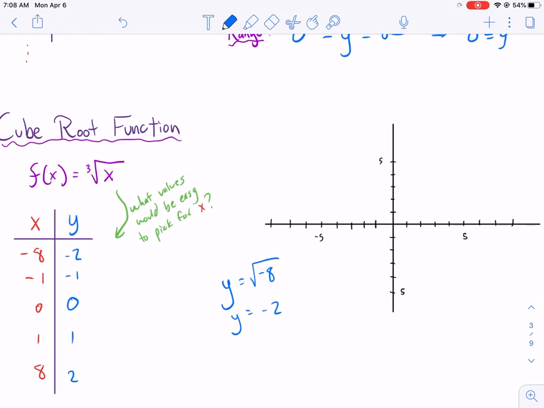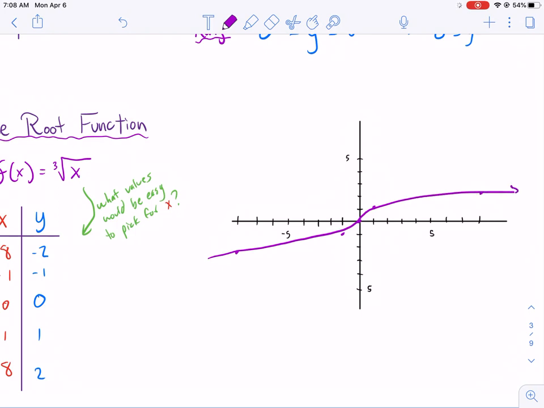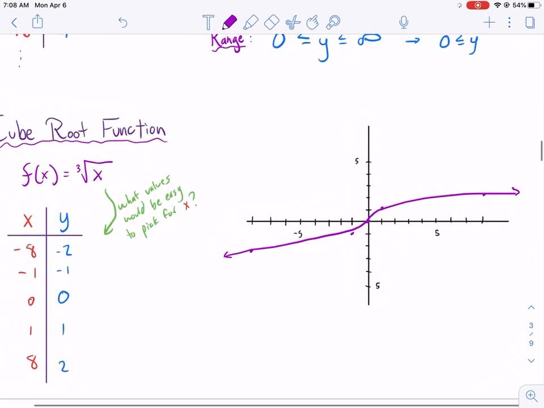So notice how it's matching on both sides. As we go down to negative 8, let me erase this. Negative 8, we're going to get negative 2. Then we go to negative 1, and we get negative 1. We have 0, then we have 1, 1, and then we have 8, comma 2. And we get a graph that looks like, whoops, messed up the bend here. We have a little bend like this. And that is your cube root function.